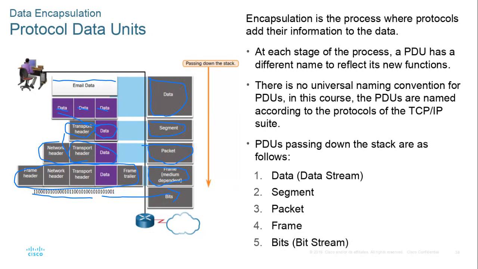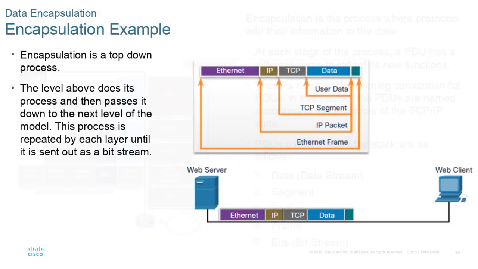And eventually those bits will shoot out in the form of electricity through a copper wire, or flashes of light through a fiber cable, or radio frequency energy through the air in the form of this bit stream. So it's a top-down process. We take the data, then we make it a segment, then we make it bigger and make it a packet, then we make it even bigger and make it an Ethernet frame.